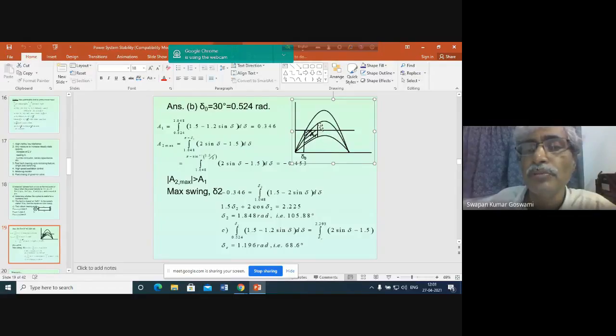Between these two angles, what is the area available? You calculate, it is 0.453. It is coming to be minus. Minus sign indicates that it is actually retarding area. Actually, when you calculate it, 0.453 is the magnitude. It is greater than this area. That means the system will be able to maintain synchronism. Okay, so A2 max, the maximum decelerating area available, is greater than accelerating area. So obviously the generator will be comfortably maintaining synchronism. Okay, so that is ensured from these values.